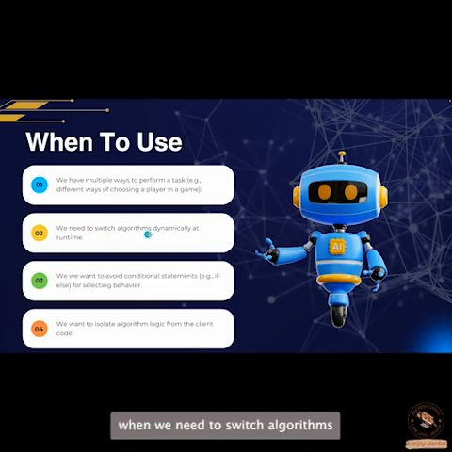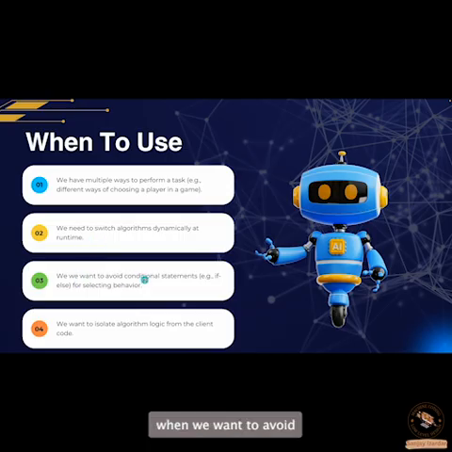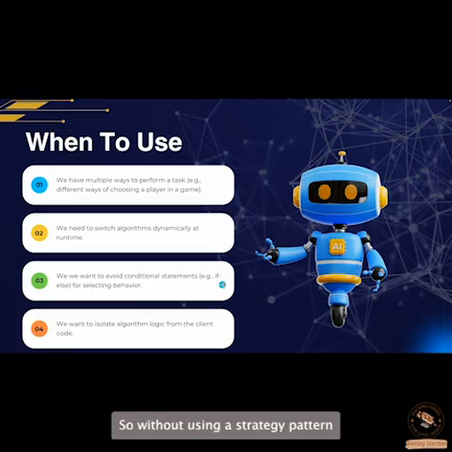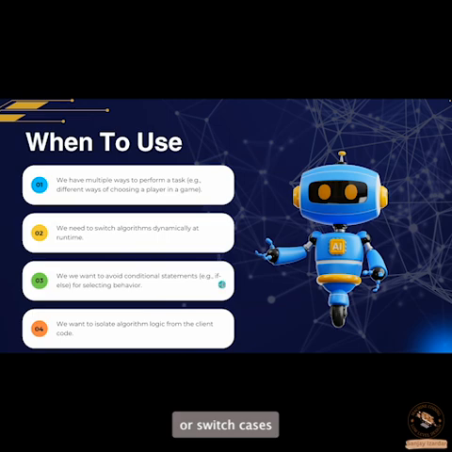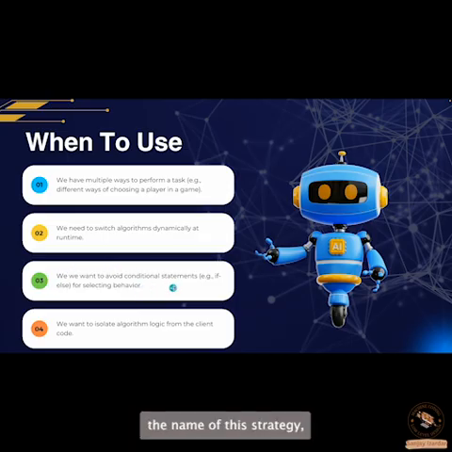When we need to switch algorithms dynamically at runtime. So at runtime, if you want to change the algorithm. When we want to avoid conditional statements. Without using a strategy pattern, we will have to keep adding if and else statements or switch cases for changing the behavior of the application. But if we are using a strategy design pattern, then we just have to pass the name of the strategy, and then that strategy will use its own logic.